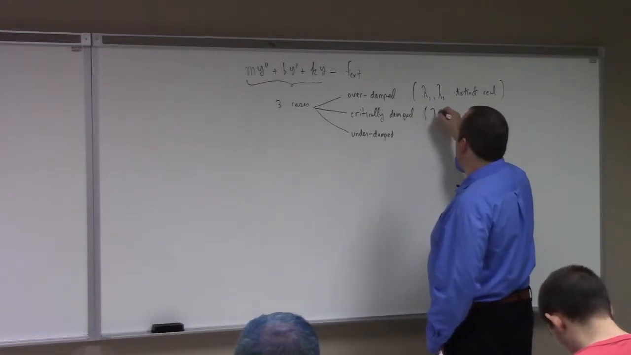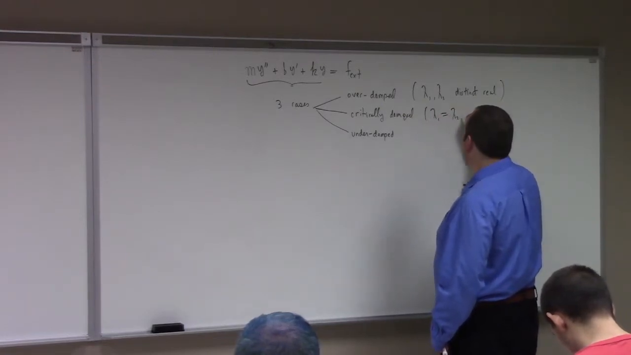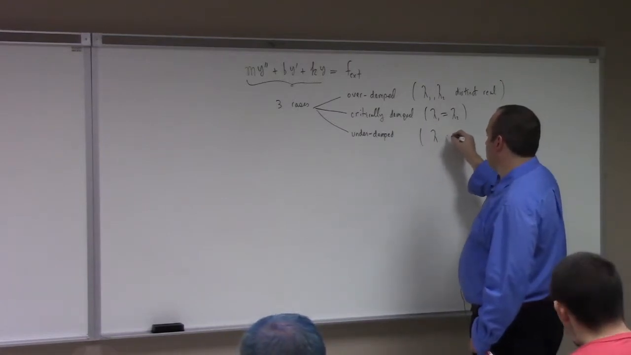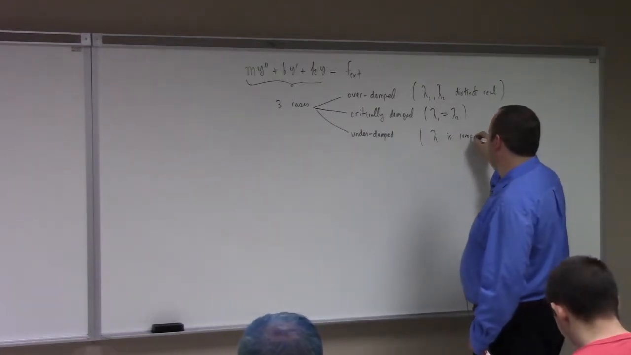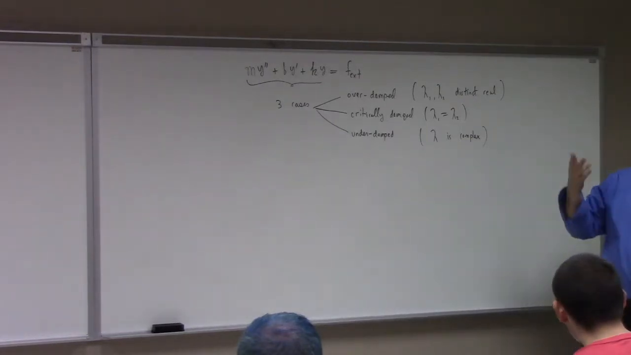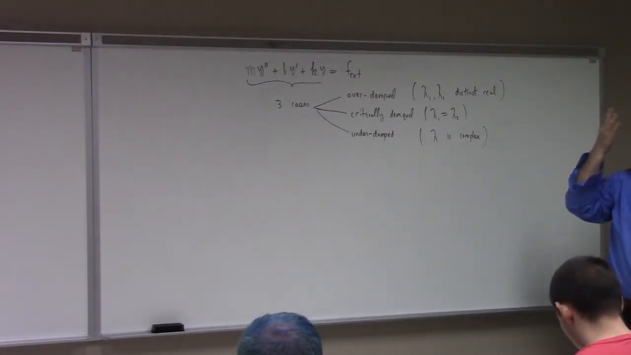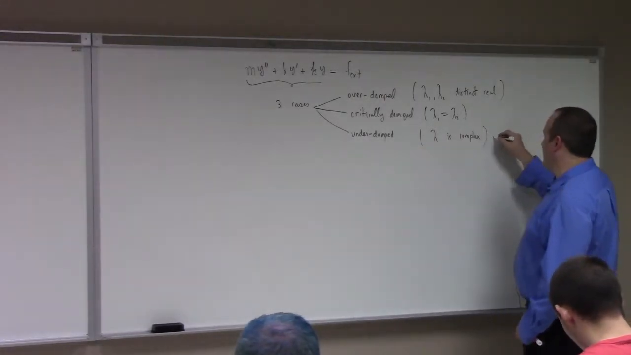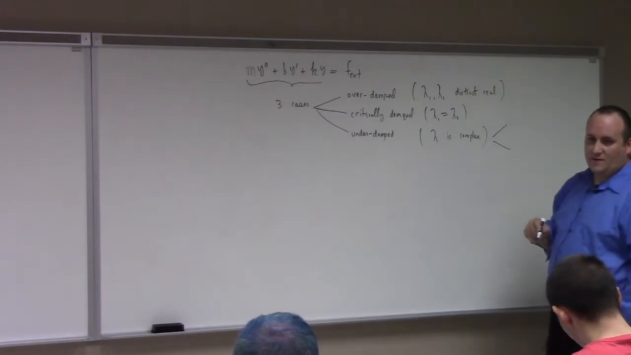Critically damped is when lambda 1 equals lambda 2, right? And underdamped is when lambda is complex. Those are the 3 cases that are possible for a second order constant coefficient differential equation. I mean, maybe there's a 4th case. I don't know.